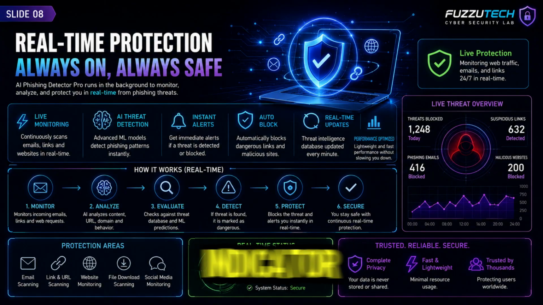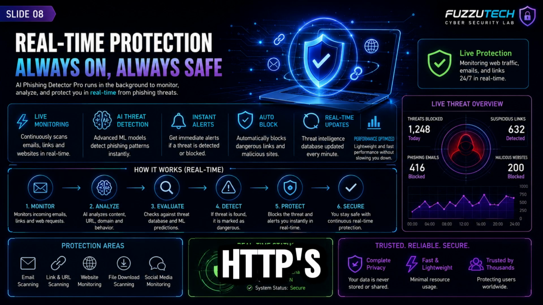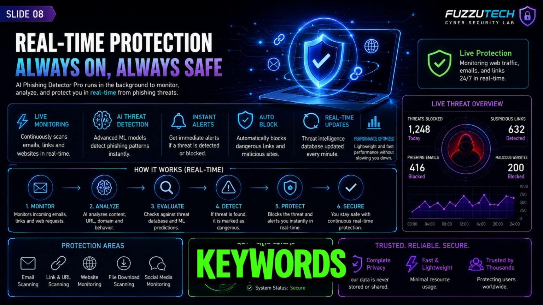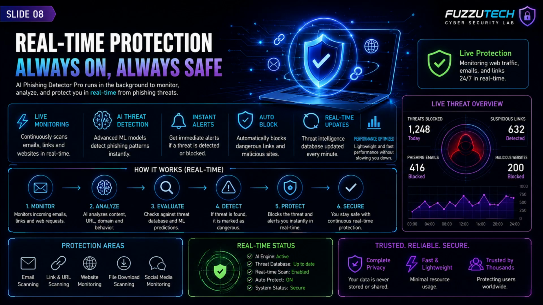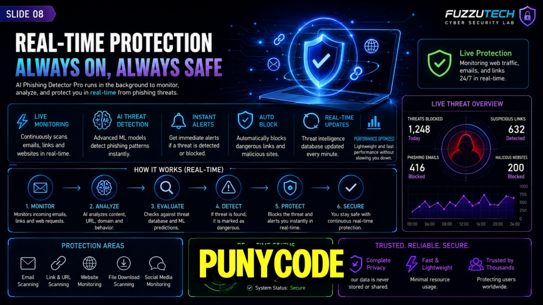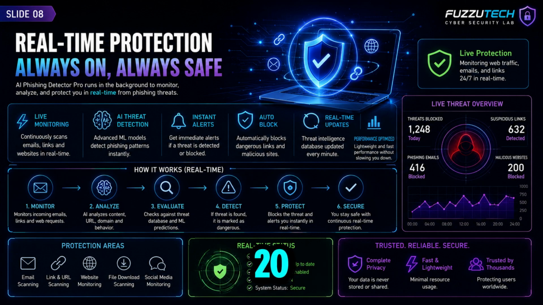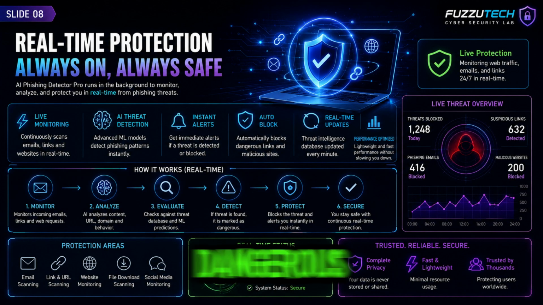Each suspicious indicator adds points to the phishing risk score. Missing HTTPS, IP-based URLs, suspicious keywords, risky domains, URL shorteners, and punycode can increase the score. Scores from 0 to 20 are safe, 21 to 50 are suspicious, and scores above 50 are classified as dangerous.